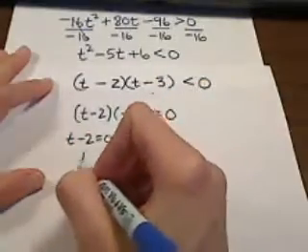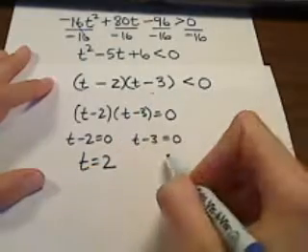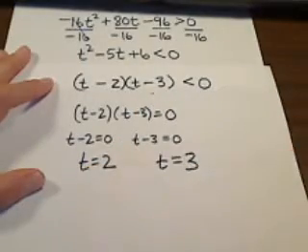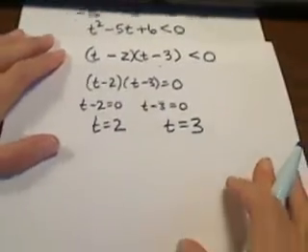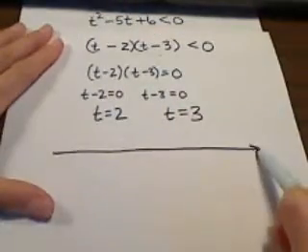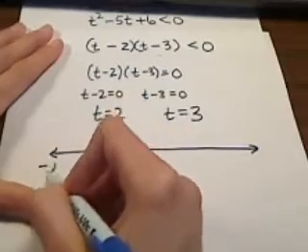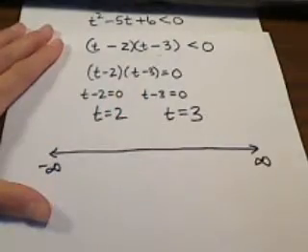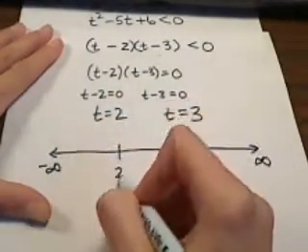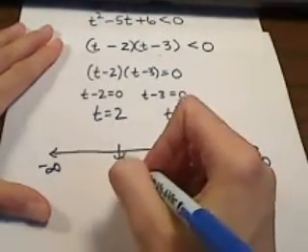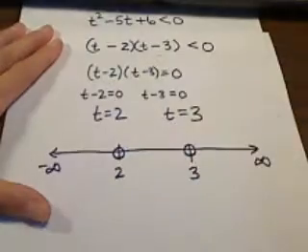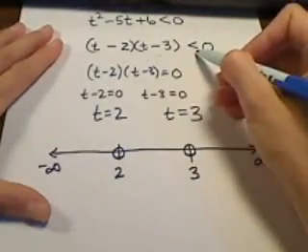And when I solve these, I get t equals 2, and I get t equals 3. Okay, now these are my partition numbers. So what I'm going to do now is take the number line and divide it up. This goes from negative infinity to positive infinity. And I'm going to put my 2 and my 3 there. And I know that I'm not equaling either 2 or 3 because I don't have an equal sign here.